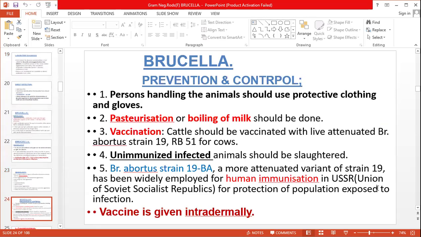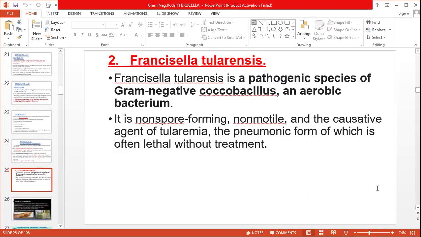Prevention and control: persons handling animals should use protective clothing and gloves. Pasteurization or boiling of the milk, vaccinations, and slaughtering of unimmunized infected animals. B. abortus strain 19-BA, a more attenuated variant of strain 19, has been widely employed for animal immunization. The vaccine is given intradermally.